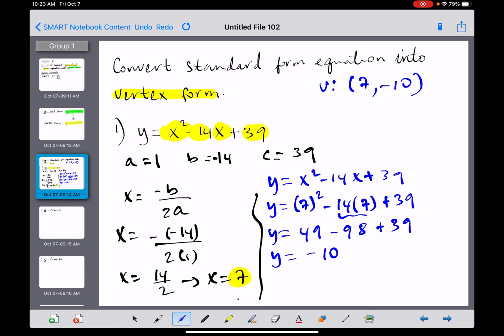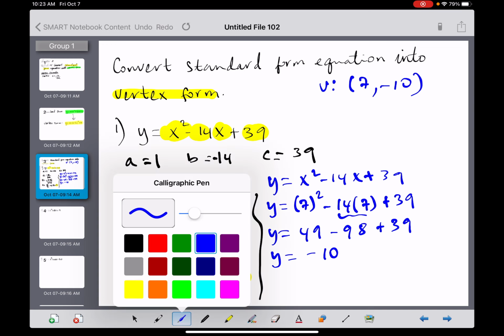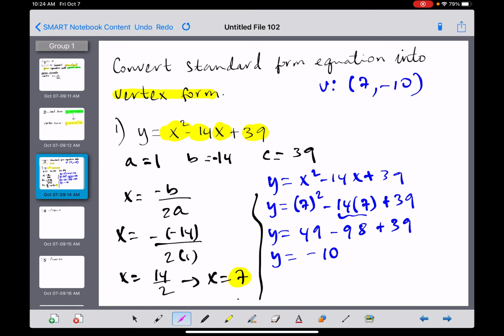Okay, but that's not our answer. We need to put that into vertex form, right? So my vertex form is y equal to a, which is from here, a 1, invisible 1, right? But we're not going to write it in. So x minus h is x minus 7, squared, and then plus k, which is minus 10. And this is your answer right here.